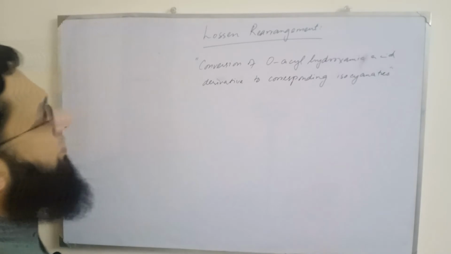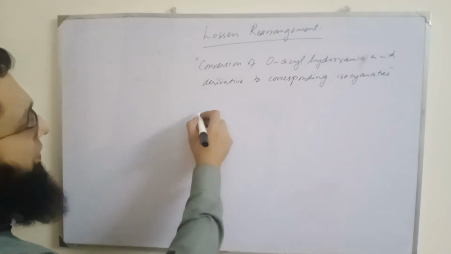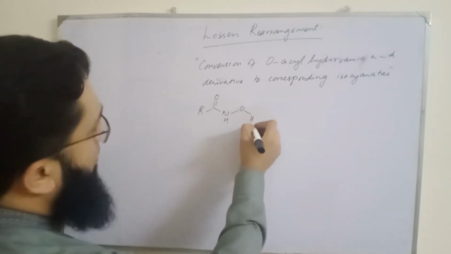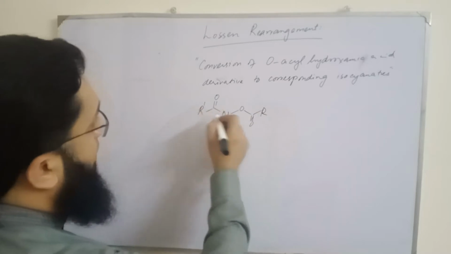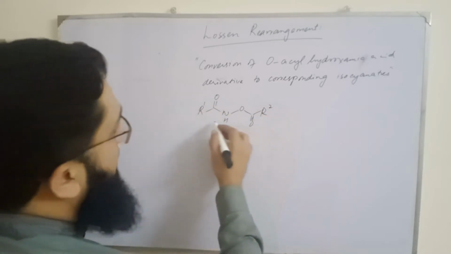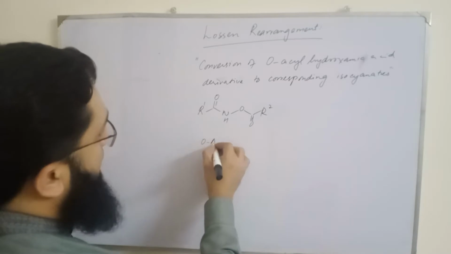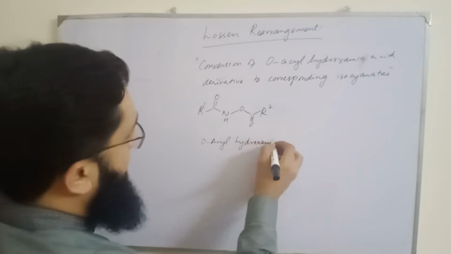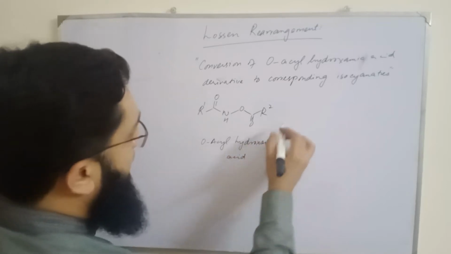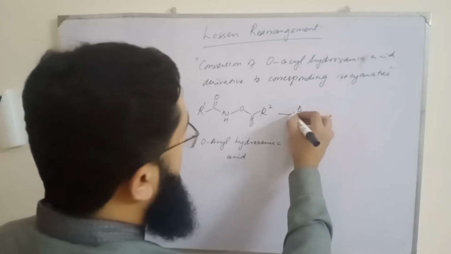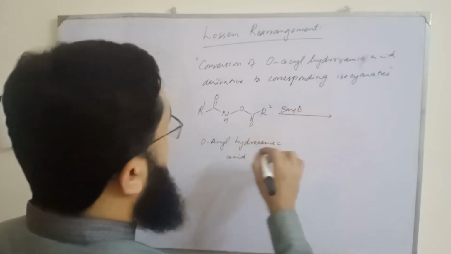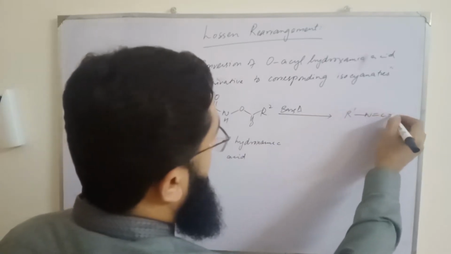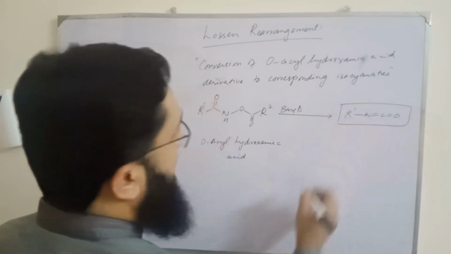So this is Lossen rearrangement, and the general equation is this. This is O-acyl hydroxamic acid, and in the presence of heat and base, this can be converted into isocyanate.